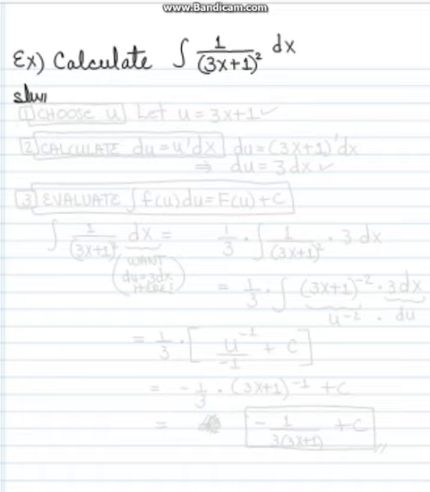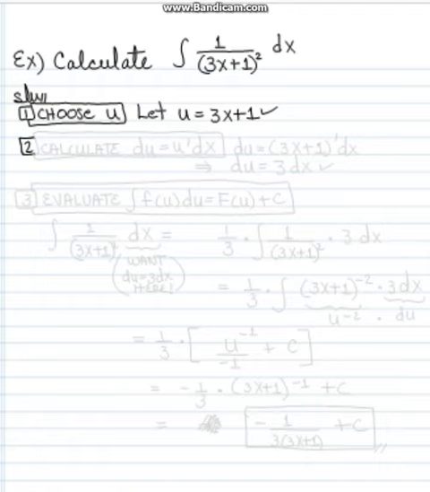Step 1, well, they're not giving me the u value here. I have to figure it out myself. So step 1 is to choose the u value. I say we let u equal the number that's being squared in the denominator. It's 3x plus 1.